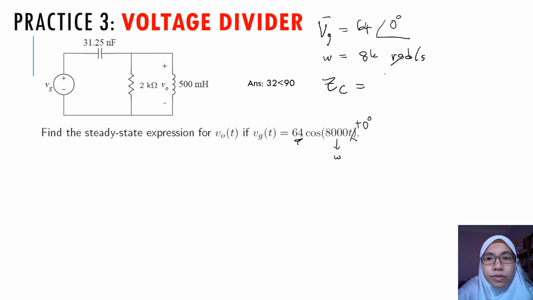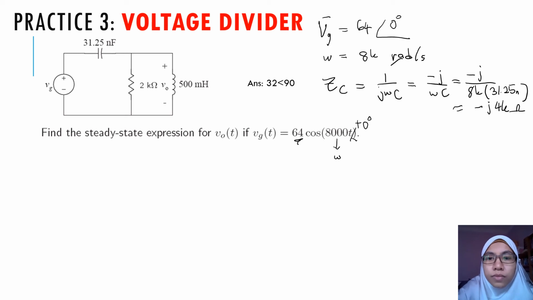We use the normal equation, 1 over j omega C, or the easiest way, negative j over omega C, and this is equal to 8K times C. C is 31.25 nano. Don't forget the nano. And this is equal to negative j 4K ohms. And what is ZL? ZL is equal to j omega L, which is j times 8K times L. L is equal to 500 milli, and this is equal to j4K ohms.